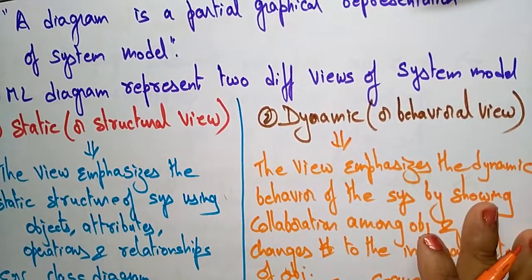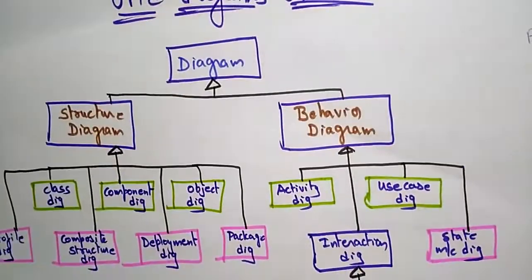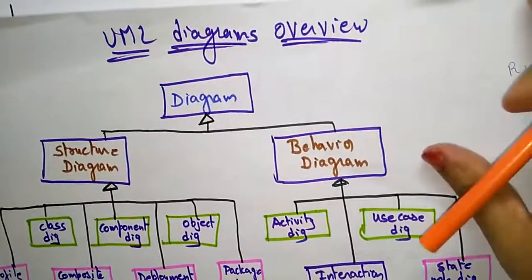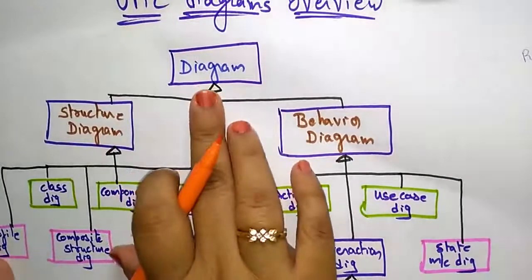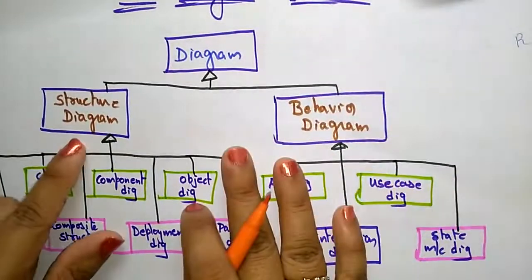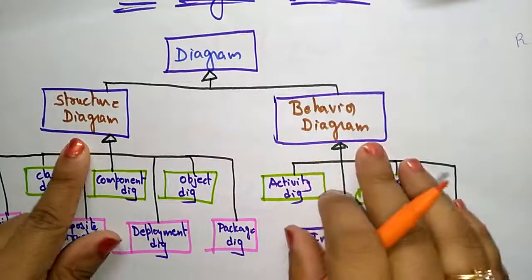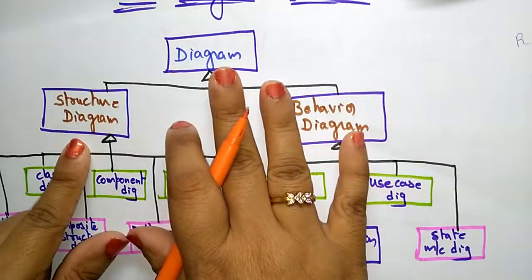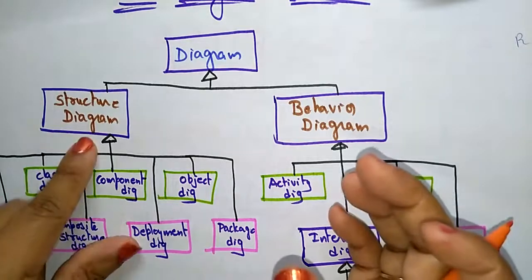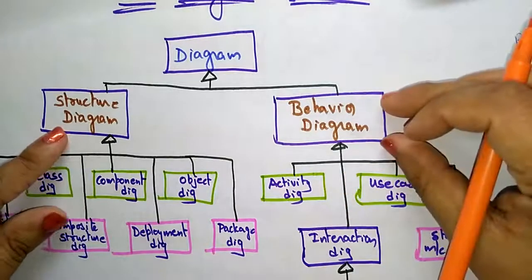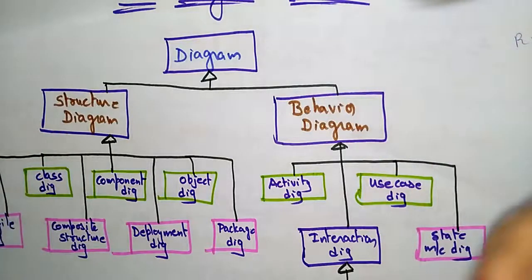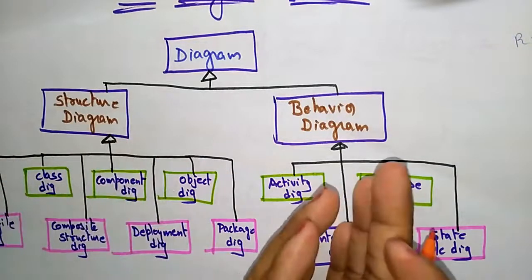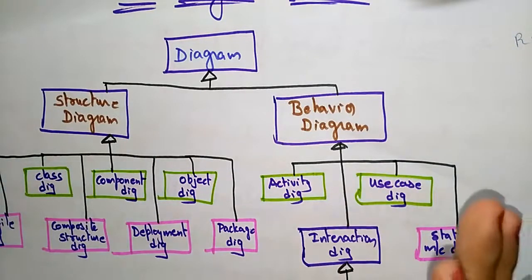Let me give the overview of the UML diagrams. That is the UML model diagrams, Unified Modeling Language diagrams. Whatever the diagram, it is divided into either structure diagrams or behavior diagrams. Whatever project or module you are taking can be represented in structure diagrams and behavior diagrams. You have to represent it in both ways.